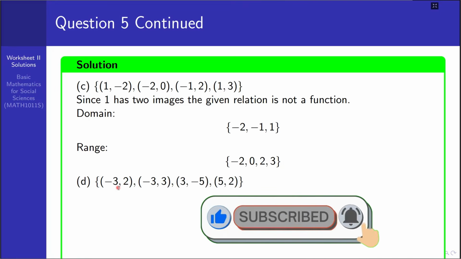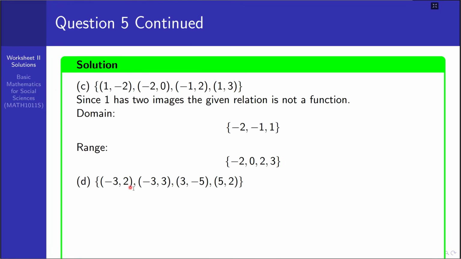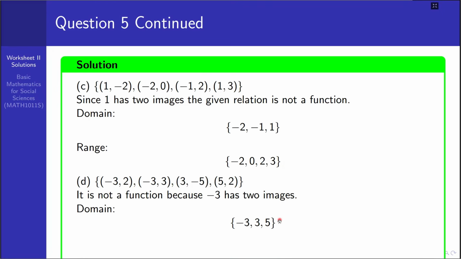Next, the last one, we have this one. This is not a function because minus 3 has two images, 2 and positive 3, which are different. However, the domain is minus 3, positive 3 and 5, and the range could be positive 2, 3, negative 5 and positive 2 again, that means minus 5, positive 2, 3.